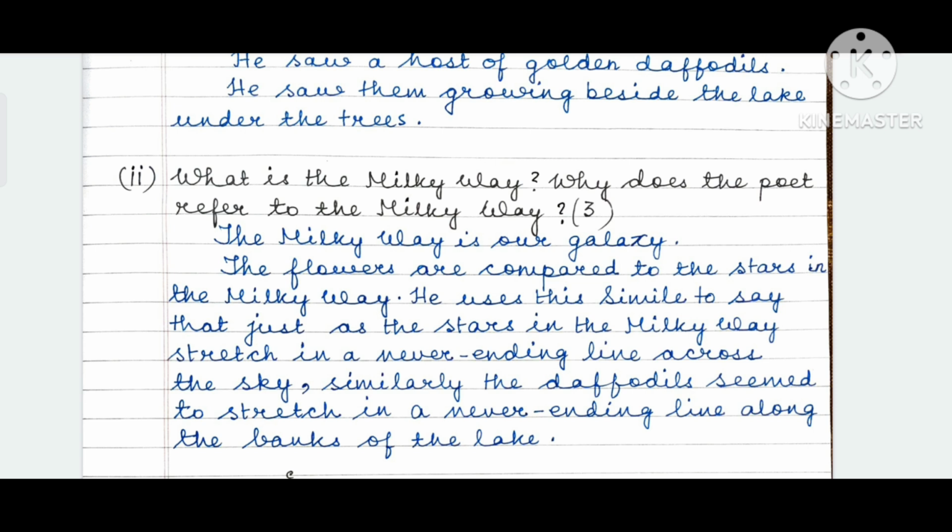Why does the poet refer to the Milky Way? The flowers are compared to the stars in the Milky Way. The word compared is very important. He uses this simile, the figure of speech. Now, in this poem, you must go through all the figures of speech and you must use them in your answer if needed. He uses this simile to say that just as the stars in the Milky Way stretch in a never-ending line across the sky, similarly, the daffodils seem to stretch in a never-ending line along the banks of the lake. This is the simile and this is the explanation of that simile.